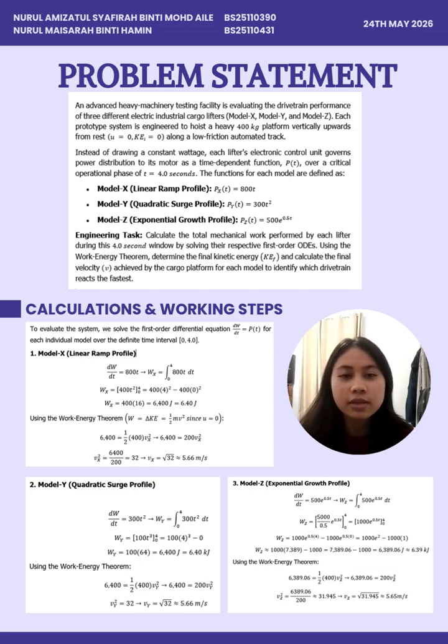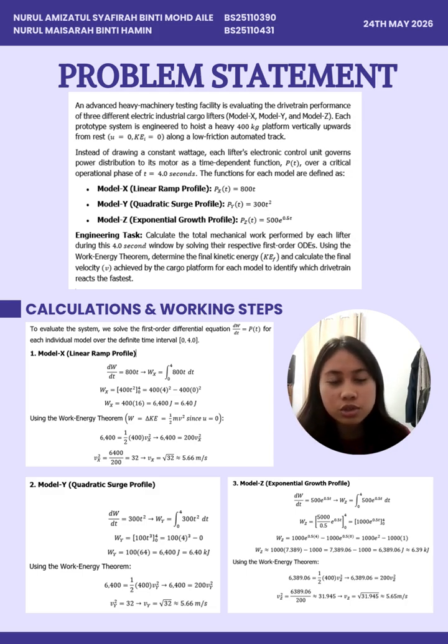Let's look at the math for that 4-second window. For Model X, the power ramps up linearly with 800t. Integrating 800t over 4 seconds gives us 400t squared, which evaluates to 6,400 joules or 6.40 kilojoules. Plugging 6,400 joules into our work energy formula gives a final speed of 5.66 meters per second.